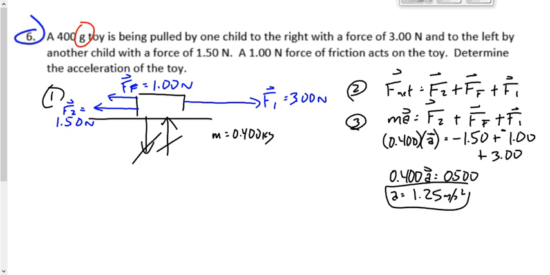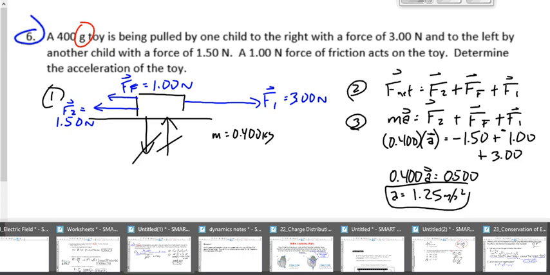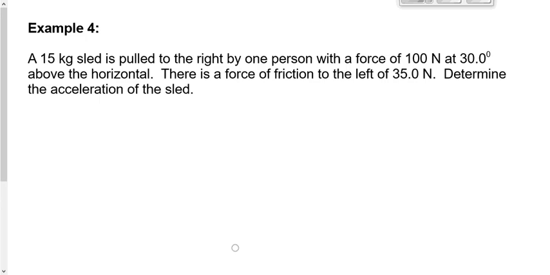But at some point, that's going to happen. We should be in the habit of drawing them so that we don't forget when it's time for them not to cancel out. Does that make sense? All right, I want to do one more example with you, and then we'll call it a day here. This is example number 4.